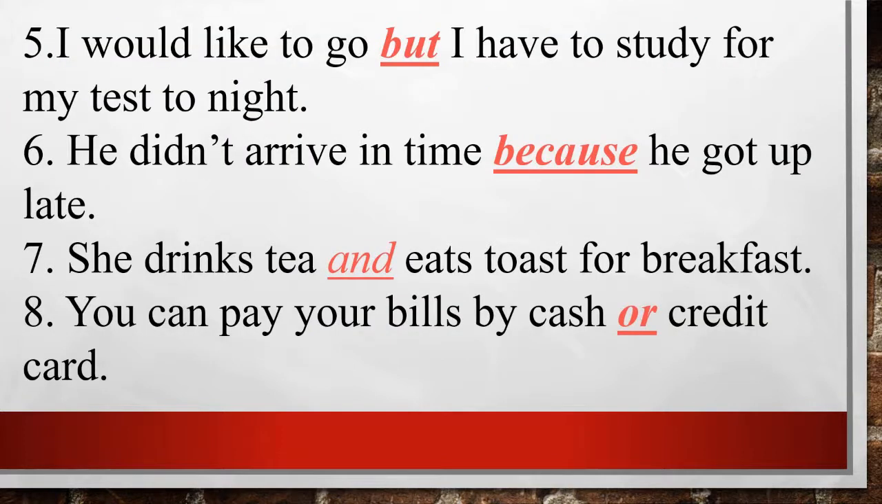The fifth sentence is, I would like to go dash. I have to study for my test tonight. The answer is, I would like to go but I have to study for my test tonight. The sixth sentence is, he didn't arrive in time dash. He got up late. The answer is, he didn't arrive in time because he got up late.